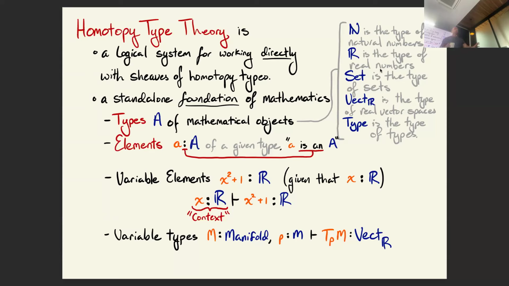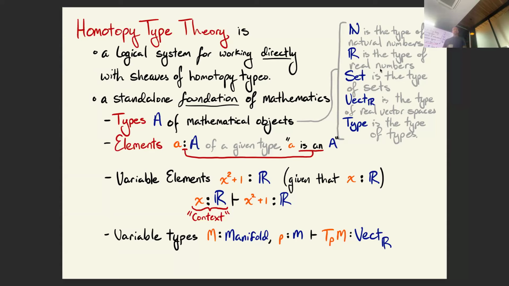Everything you say about it can be interpreted as being about sheaves of homotopy types, but also it's a standalone foundation on its own. So you don't have to always think about it as being about sheaves of homotopy types, because that's actually a big cognitive load. Instead, you can take it on its own terms, and it's just a foundation. So I'm going to describe it in that way, where it's much more intuitive, right? So we can work directly with homotopy types, but as a standalone foundation, here's what it says.